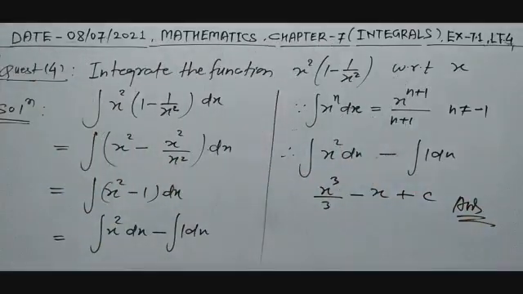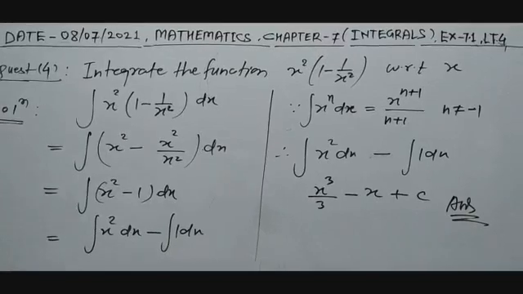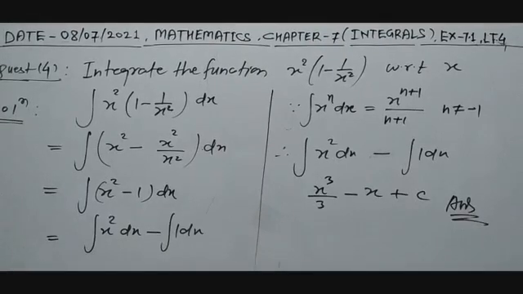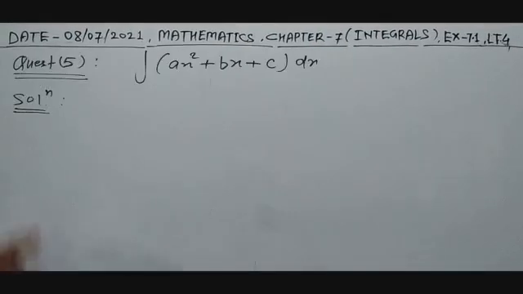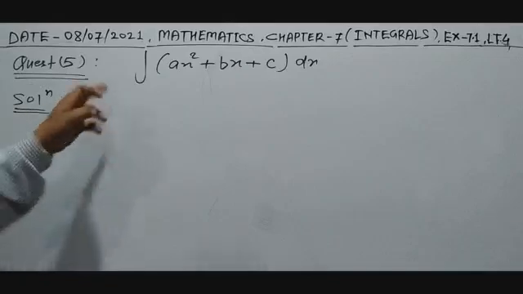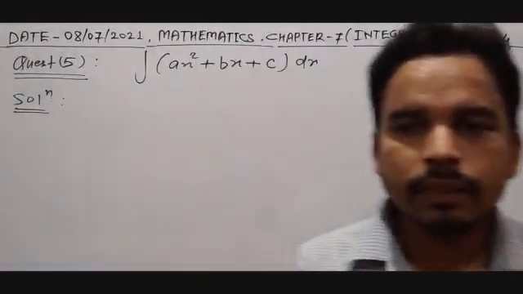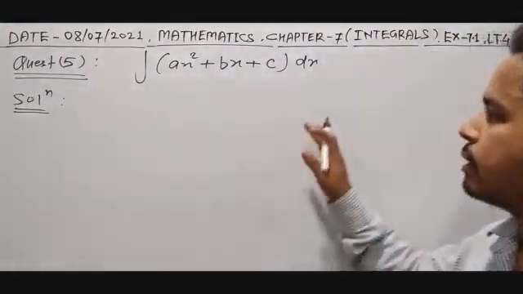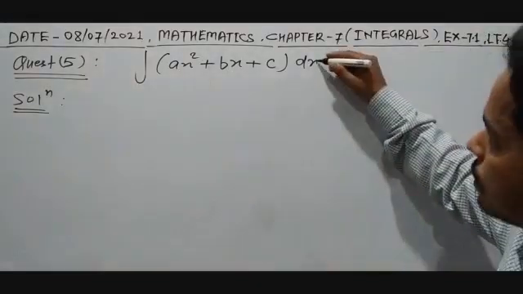Now question number 4 is completed. Now come to question number 5. Question number 5 is: integrate the function ax square plus bx plus c dx.